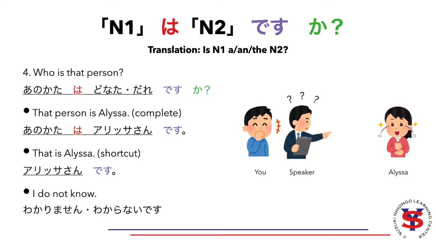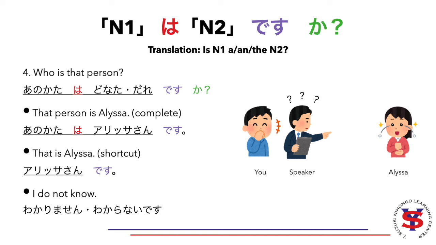In this case, you replace the correct predicate to describe the topic of that person or あの方. You end up saying that person is Alyssa or あの方はアリサさんです. A shortcut to answering these types of questions would be to respond only with the correct predicate followed by desu. You end up saying that is Alyssa or Arisa-san desu.